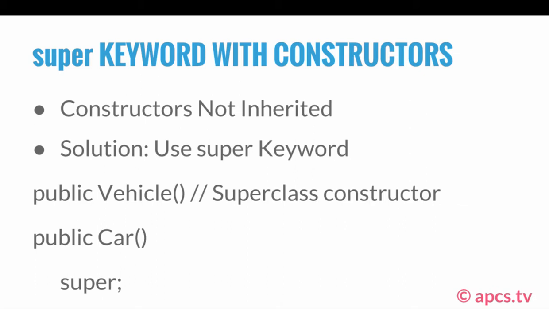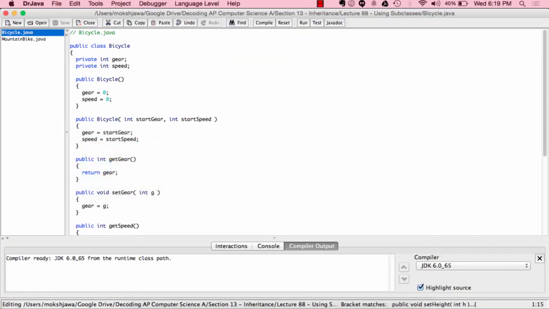So now let's move to Dr. Java, where we can see some code live and see exactly how inheritance is implemented. Okay, so here we are at Dr. Java, and I have two different files open. The first file I have open is bicycle.java, and the second file I have open is mountainbike.java. The first file contains the bicycle class, and the second file contains the mountain bike class.